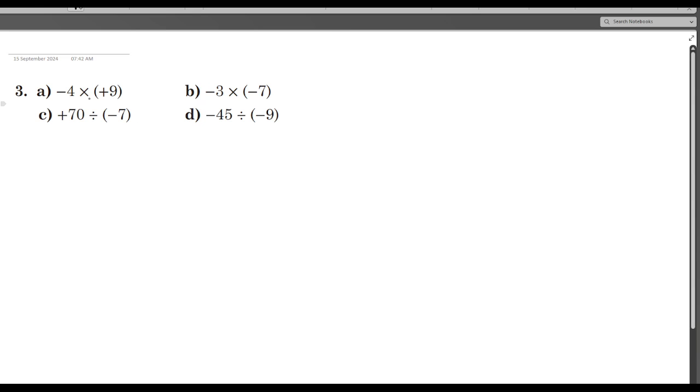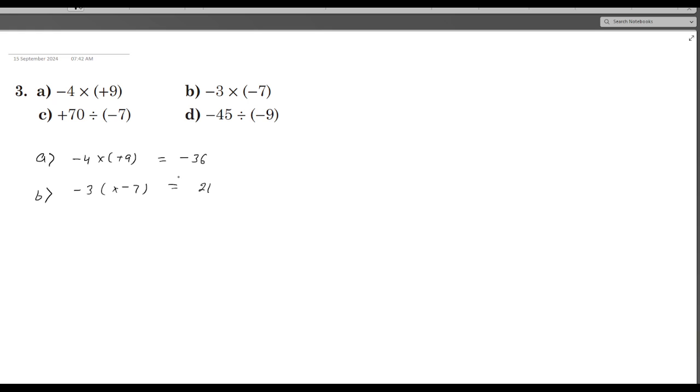Now in multiplication, negative 4 times plus 9. So when one negative number multiplies with a positive number, your result always is negative. So minus 4 times plus 9 will give me minus 36. Minus 3 times minus 7 will give you 21. Now when two negative numbers are multiplied, the result is always positive. So the result is always positive when two positive numbers are multiplied or two negative numbers are multiplied. And the result is negative when out of two, one number is negative.